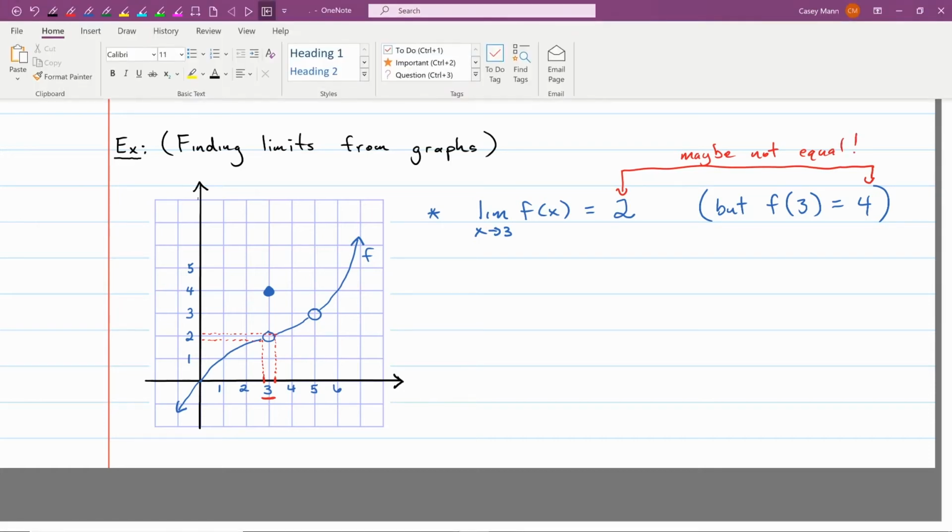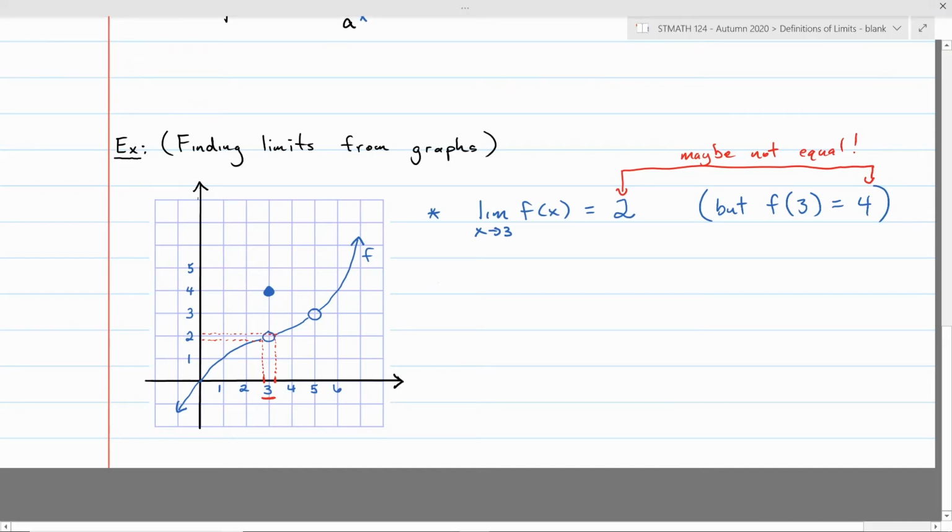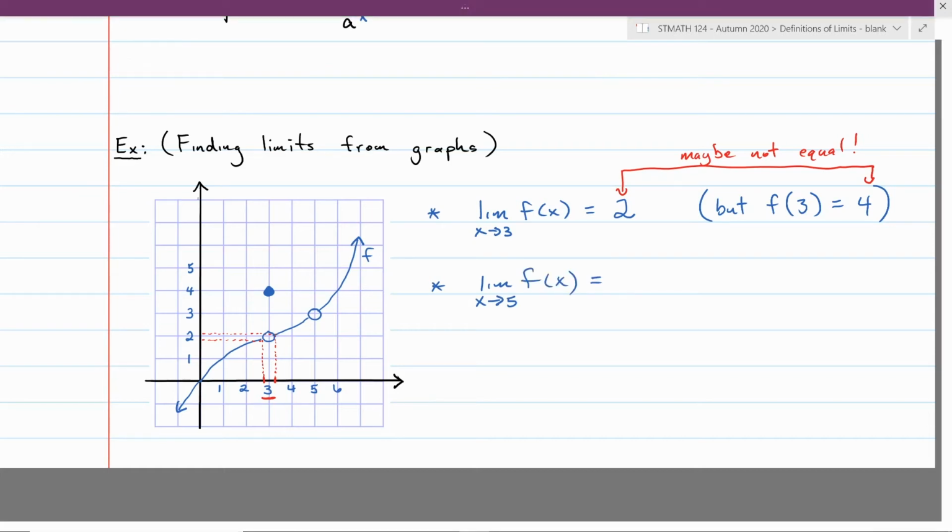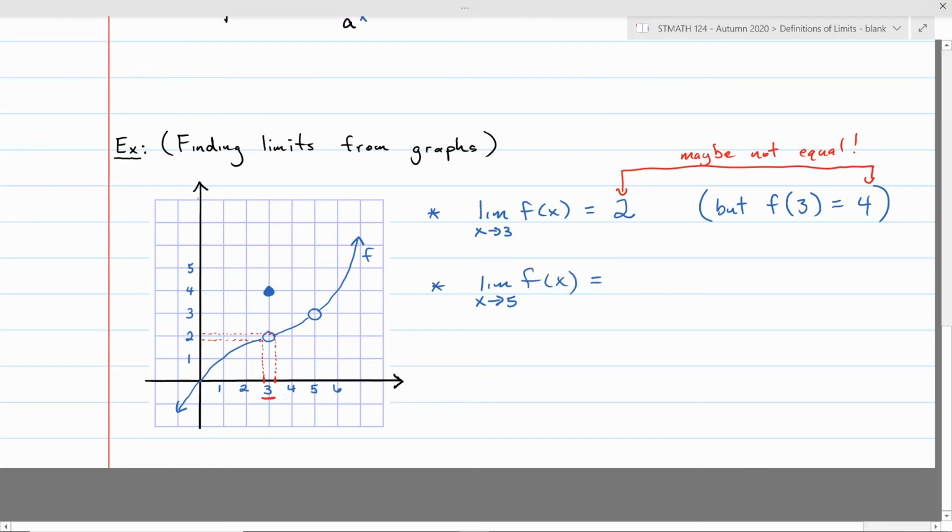Most of the time they are equal, but it's not necessarily true. And then if we look at this other point on the graph, I'm interested in what is the limit as x approaches 5 of f of x. It's the same sort of consideration.